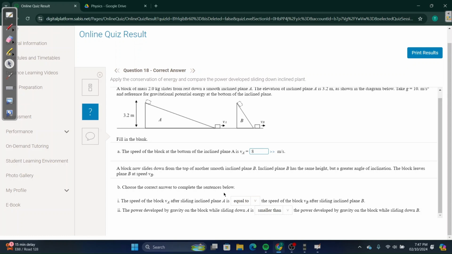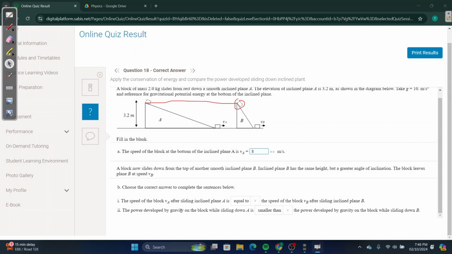The speed of the block after sliding down inclined plane A is equal to the speed of the block on B. No, it's the same conditions. This is also 3.2 meters. They said that the inclined plane is 3.2 meters, so these two are the same height. 3.2 meters, 3.2 meters. It's the same block, and obviously g is constant. So m is the same and the height is the same. Same conditions, meaning the speed will remain the same. You're gonna apply basically what you applied at inclined plane A to inclined plane B. You're gonna find the same speed.